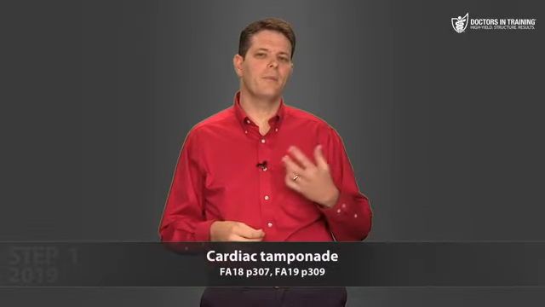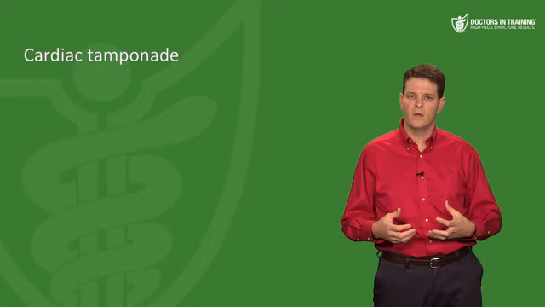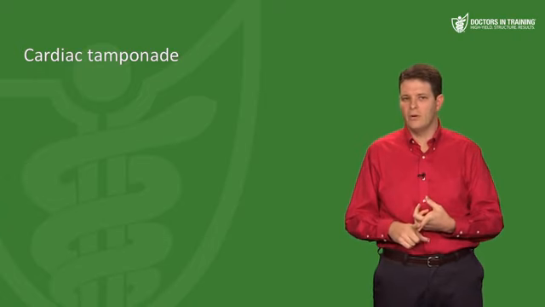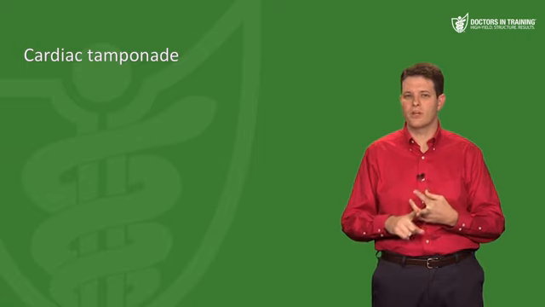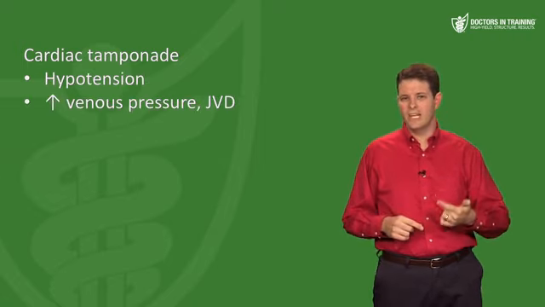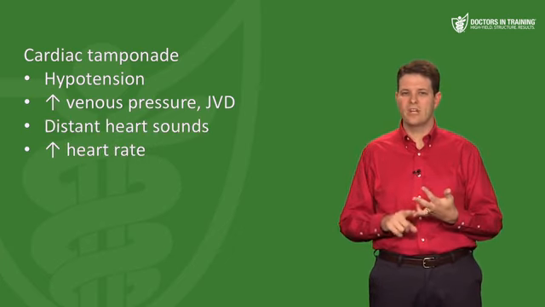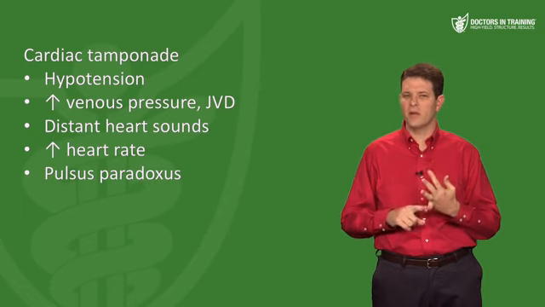Let's talk about cardiac tamponade. Cardiac tamponade is where there's excessive fluid in the space between the myocardium and the pericardium, either blood or a huge pericardial effusion. And that fluid is compressing the heart, preventing the heart from being able to expand and fill during diastole. Tamponade leads to decreased cardiac output and equilibration of diastolic pressures in all 4 chambers. Because of this, the patient is going to have hypotension, increased venous pressure in JVD, distant heart sounds, increased heart rate, and pulsus paradoxus.